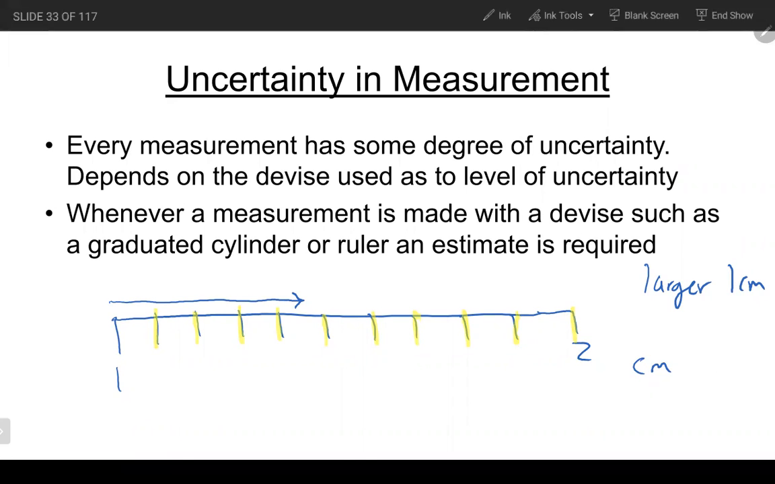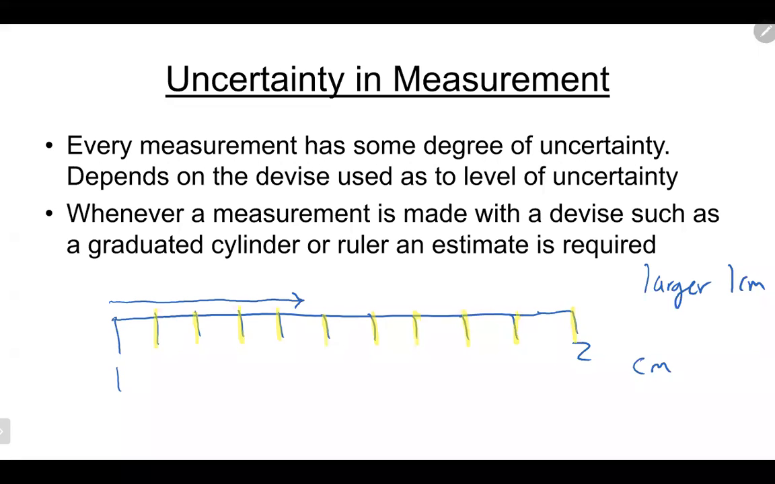That means that each of the smaller markings here represents how much? If there are 10 markings between 1 centimeter, each one represents 0.1 centimeters. This would be 1.1, 1.2, 1.3, 1.4, 1.5, 1.6, 1.7, 1.8, 1.9, and then 2. So the larger markings here represent 1 centimeter, and the smaller markings represent 0.1 centimeters.